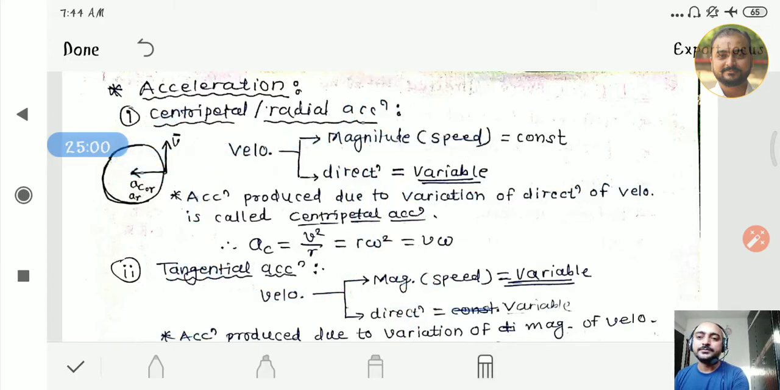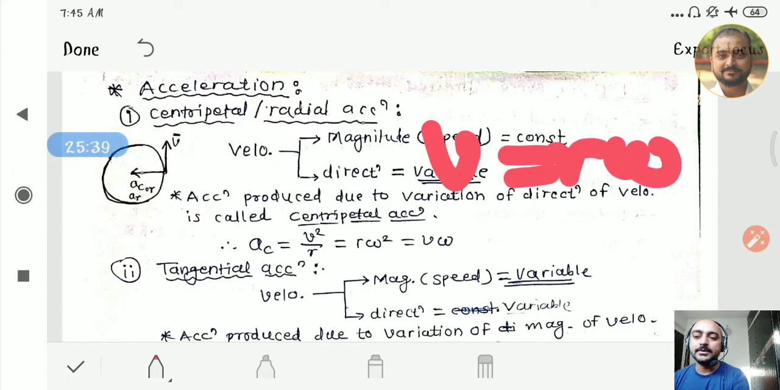So here we write the formula for centripetal acceleration: a_c is equal to v square upon r, or r omega square, or v omega. How are these formulas converted? It's simple. To get r omega square, you substitute the value of v as r omega.